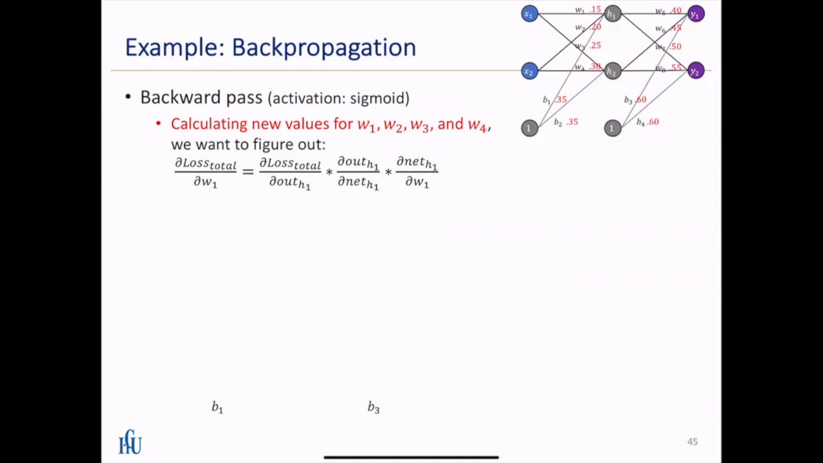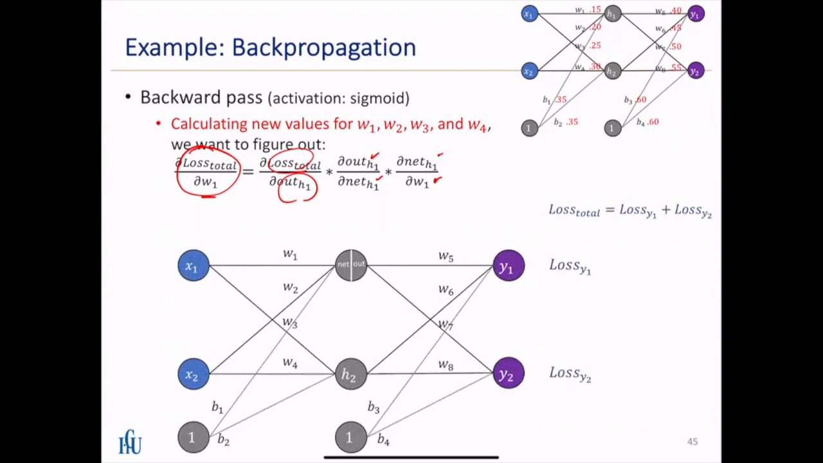In order to do that, we want to figure out the change of total loss with respect to the change of W1. Calculating this is not straightforward. You can again use the chain rule, so we can expand the original partial derivative like this: loss total with respect to output of H1, output of H1 with respect to net input of H1, and net input of H1 with respect to W1.